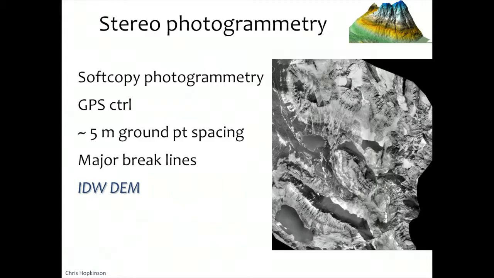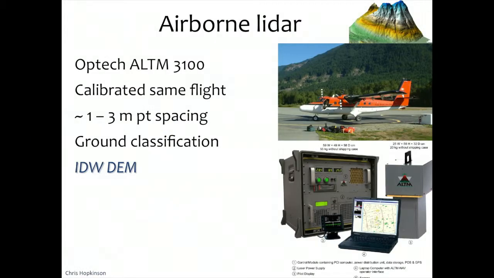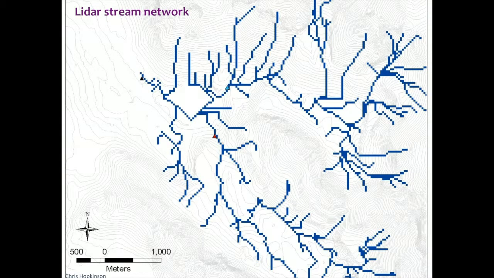Here we have a fairly typical airborne photogrammetric DEM of the same area, 5-meter ground spacing. And here we have a network associated with that. You'll already notice there's quite a difference between those networks in some areas. And here we have a LiDAR DEM, 1 to 3 meter resolution. Same processing applied to it as the photogrammetric DEM in terms of the DEM generation or the rasterization approach. That's what it looks like, pretty high resolution, lots of detail, and that's what the stream network looks like.